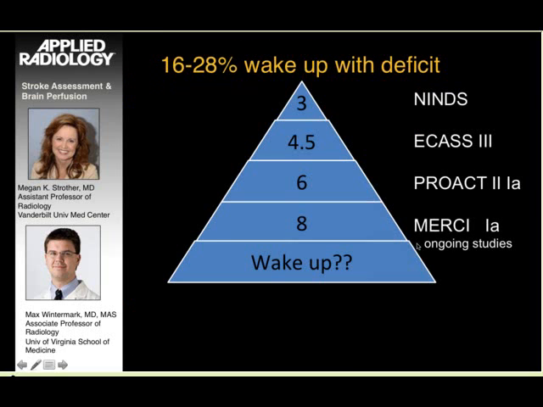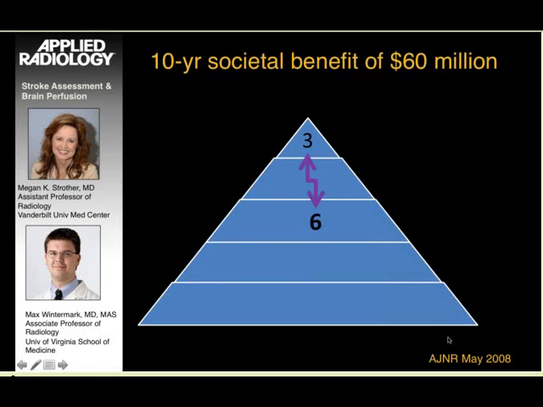With our narrow window for treatment, we're missing the vast majority of patients. We have no treatment algorithm, for example, for patients who wake up with their symptoms, which is up to 1/4 of patients with stroke. The financial benefit to society if we could move that treatment window just 3 hours is estimated at $60 million.